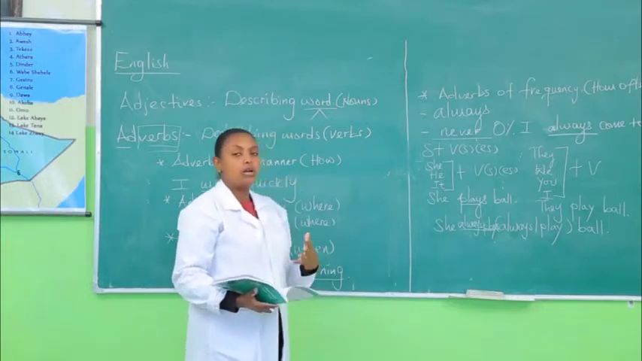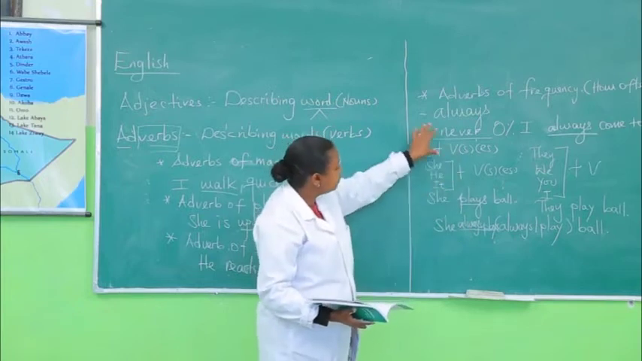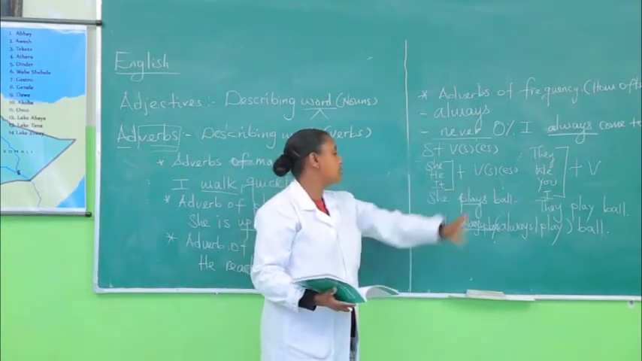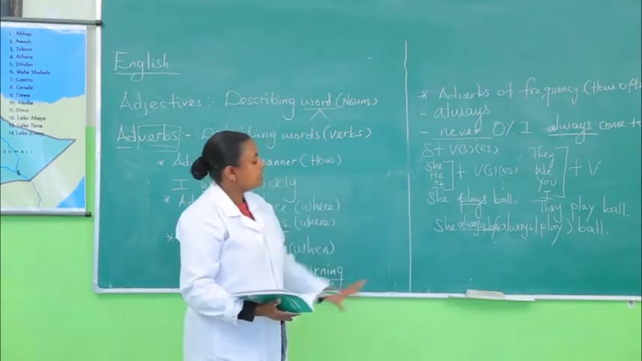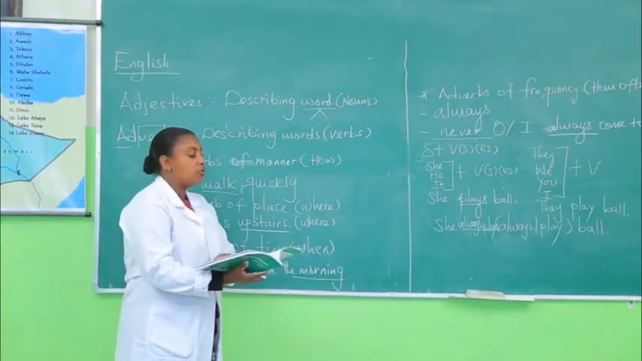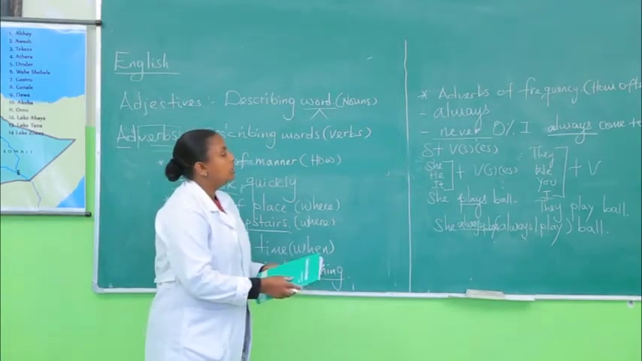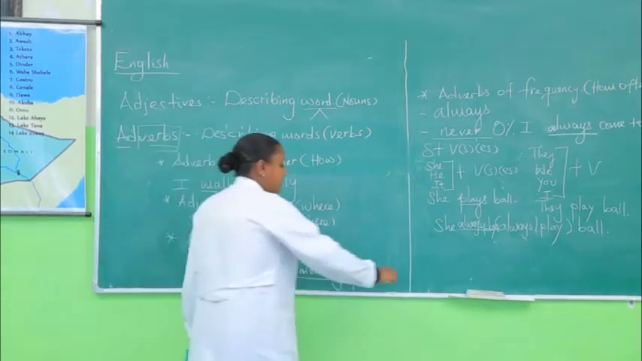With what tense we are going to use adverbs of frequency? With simple present tense. And what is the form of simple present tense? With singular subjects and plural subjects. We have seen, and we try to do the questions. So you are going to practice this at your home. This is all about adverbs.